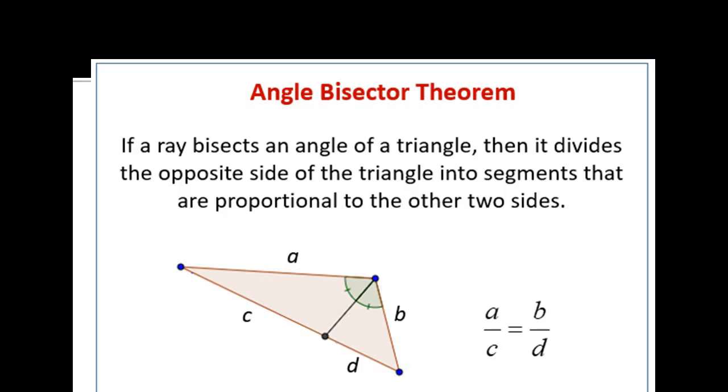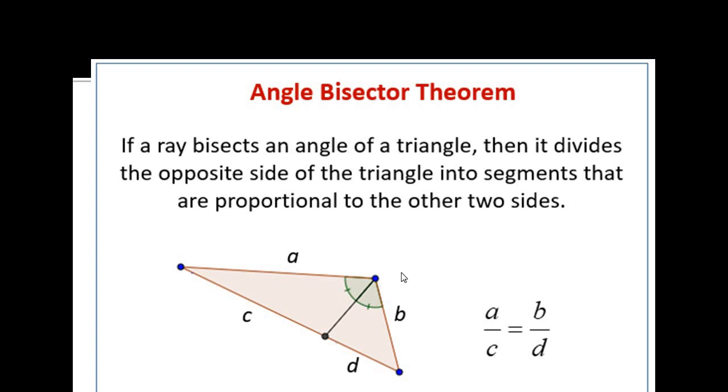Let's read our theorem. If a ray bisects an angle of a triangle, then it divides the opposite side of the triangle into two segments that are proportional to the other two sides. Again, if a ray bisects an angle of a triangle, like this ray, bisect here means divide this angle equally.